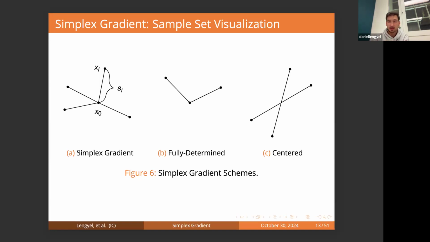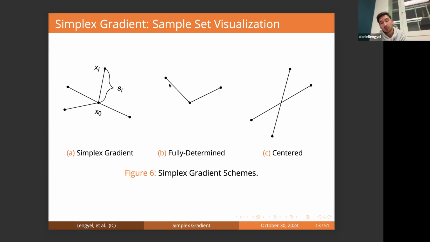One is the fully determined method, where in a two-dimensional plane you have 3 points, because that fully determines the affine plane that you fit for the gradient. You need at least 3 points, and in higher dimensions, you need d plus 1 points. So it grows linearly, essentially as d, and has certain approximation properties.